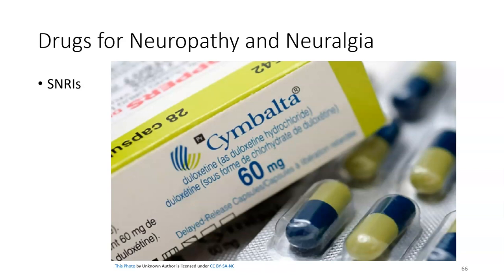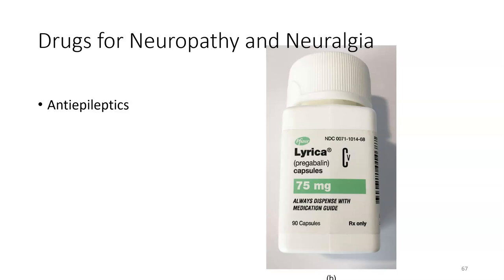So antidepressants used for neuropathy and neuralgia include your SNRIs. And here we have Cymbalta, duloxetine. So I talked about that when we were talking about pain previously in chapter 5. So Cymbalta, not a controlled substance, but pregabalin is. And pregabalin is Lyrica, and that's also used for neuropathic pain. That is a C5. This is an anti-epileptic drug. So antidepressant, Cymbalta, anti-seizure drug, Lyrica.